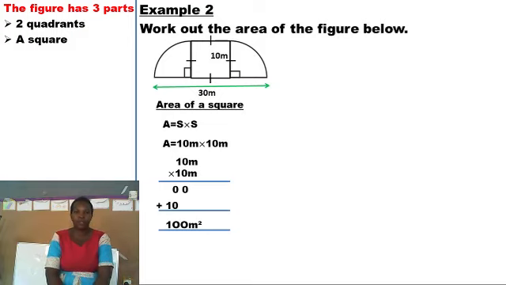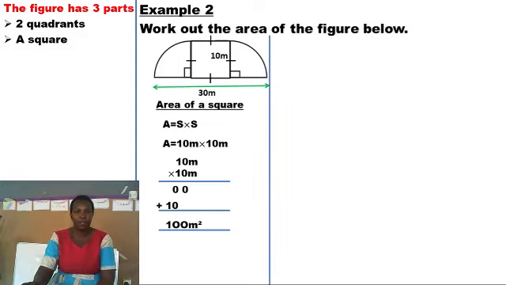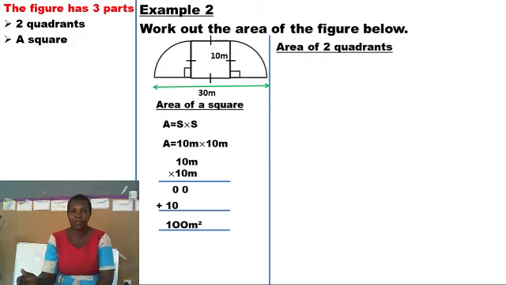My dear boys and girls, we need to proceed because in this figure, we identified that it has 3 parts. Among the parts, we saw that it has a square and also the 2 quadrilaterals. Now we need to proceed by looking at the area of the 2 quadrilaterals. We are combining the 2 quadrilaterals because these quadrilaterals have the same radius. In this question, you are given the 30 meters. But when you look at the 30 meters, they can be divided by 3 to come up with 10 meters.